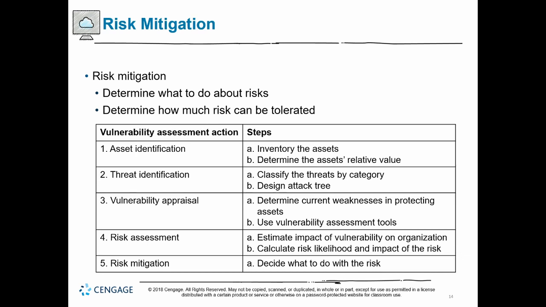Risk assessment: estimate the impact of the vulnerability on an organization, and calculate the risk, likelihood, and impact. And then risk mitigation: decide what to do with the risk. For risk mitigation techniques, there are four different types. After you've done a risk assessment, you can either transfer the risk, accept the risk, ignore the risk, or mitigate the risk.